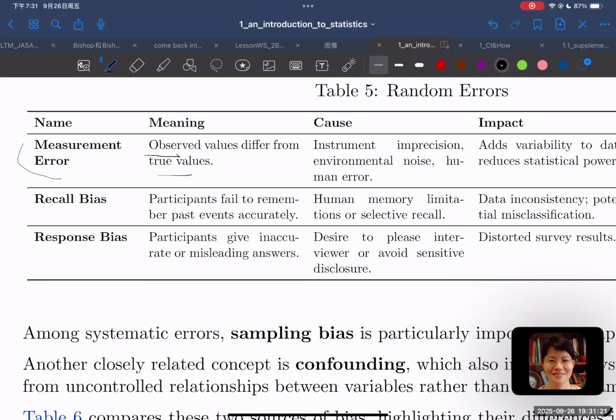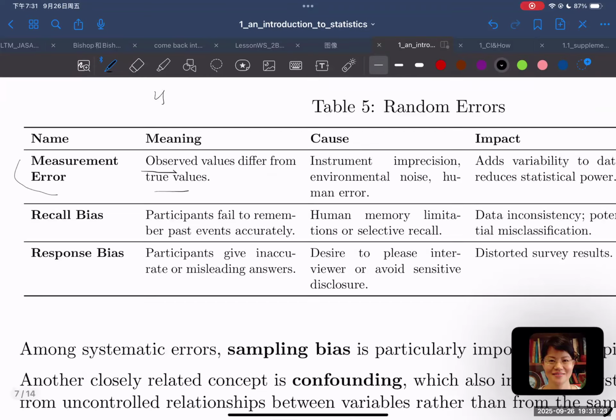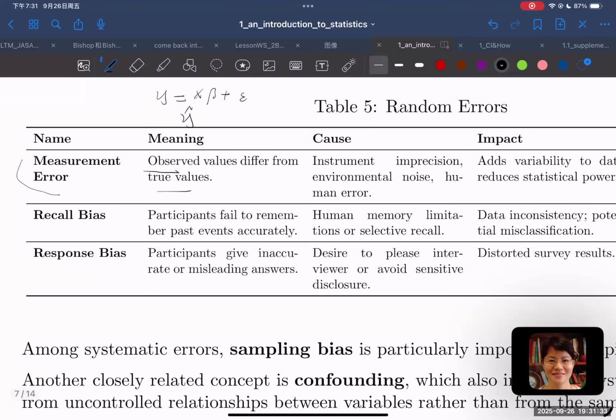For example, if you have a regression like y equals x beta plus epsilon, right? And then you have a fitted value, y hat, then your observed minus the fitted, the true one. Like here, these two would be some measurement error. And the next one is about the recall bias.